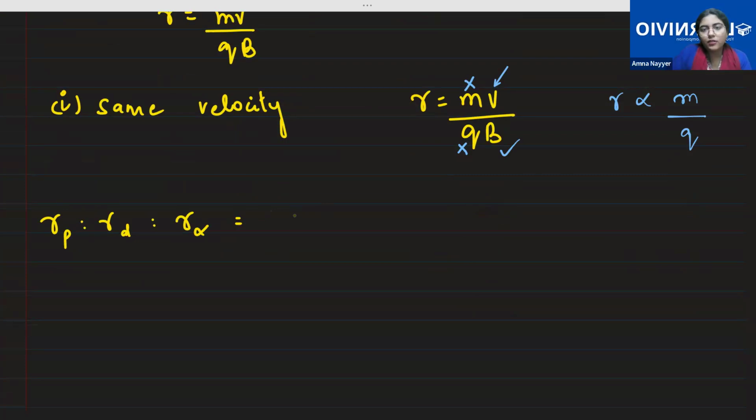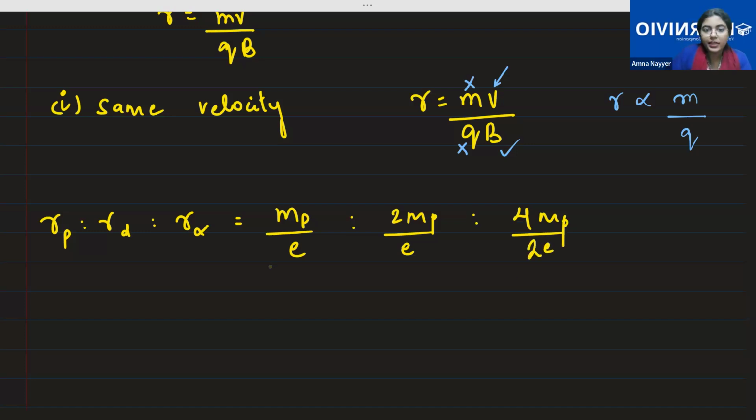So the radius of the proton will be, see, the mass of the proton is mp by the charge on the proton, which is E. Now coming to the neutron, it is twice the mass of the proton by the same electronic charge. And for the alpha particle, it is 4 times the mass of the proton by twice the electron charge. See, E will be cancelled. mp, mp, mp will be cancelled.